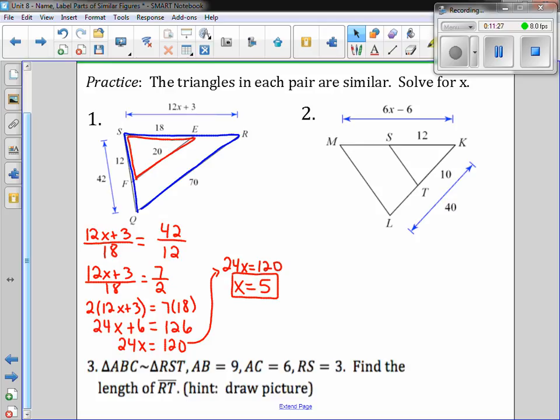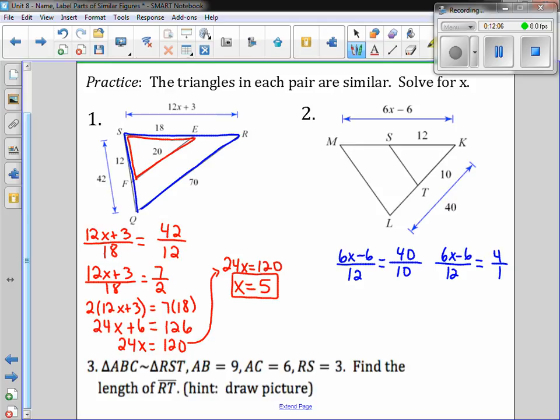We have another similar triangle where we're trying to solve for x. Again, we're comparing the large triangle to the smaller triangle. So MK, which is our large side of 6x minus 6, compares to its corresponding small side, which is 12. And then we have LK, which is 40, and it compares to the small side of 10. Again, I'm going to simplify this to 6x minus 6 divided by 12 is equal to 4 over 1, just to make my multiplication the same.